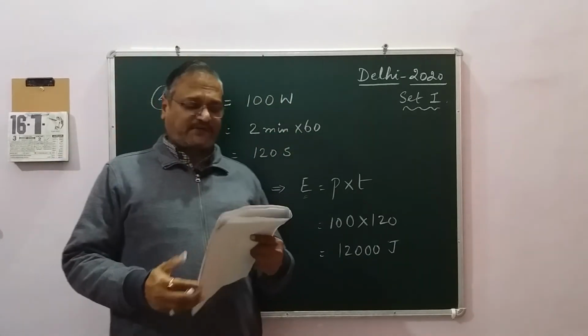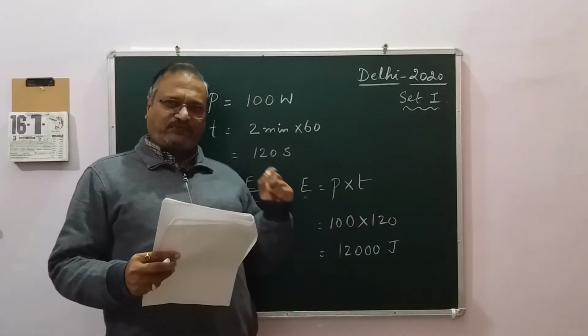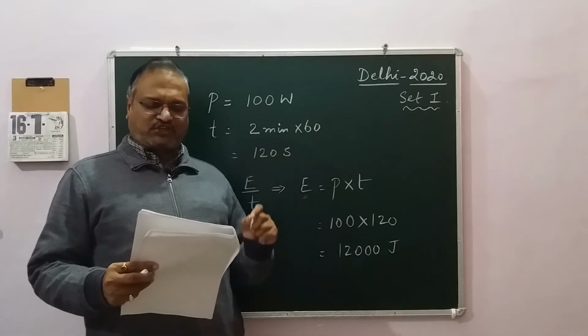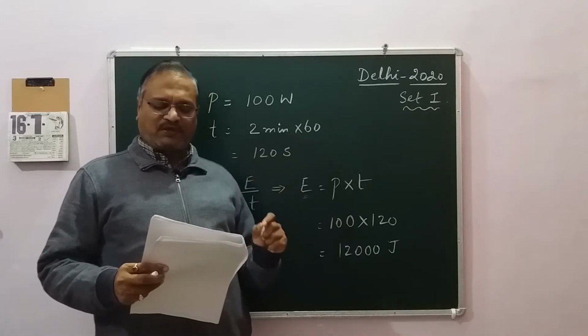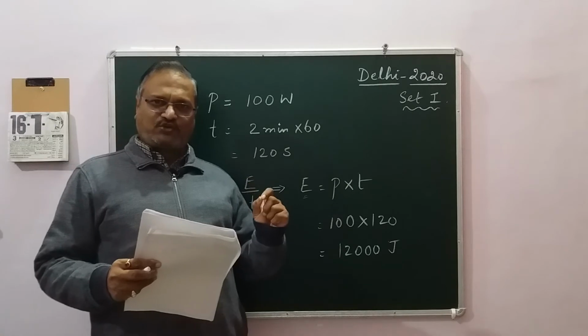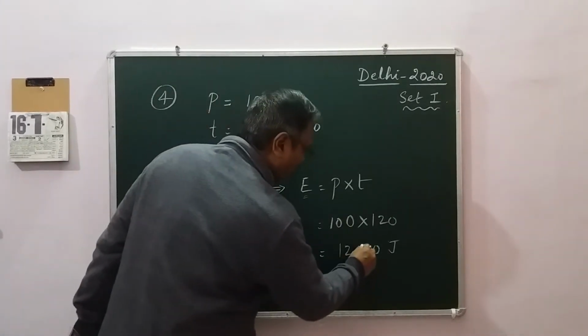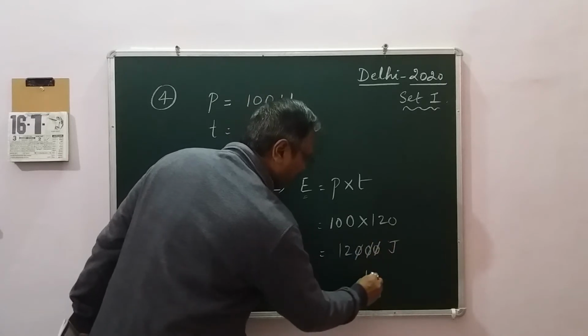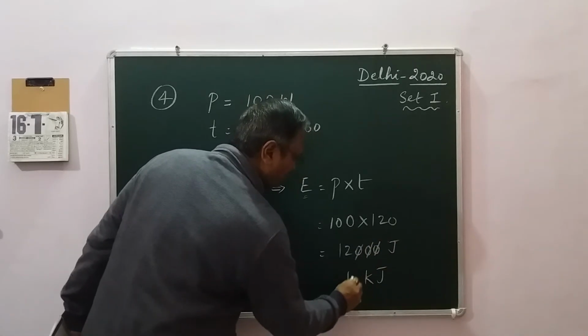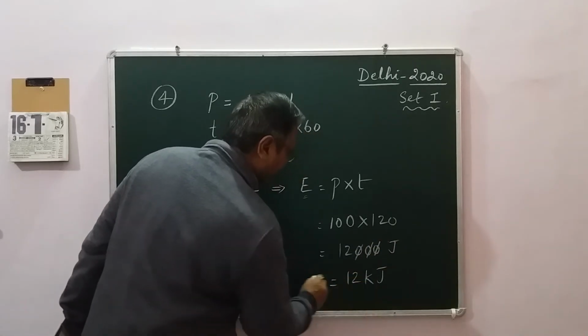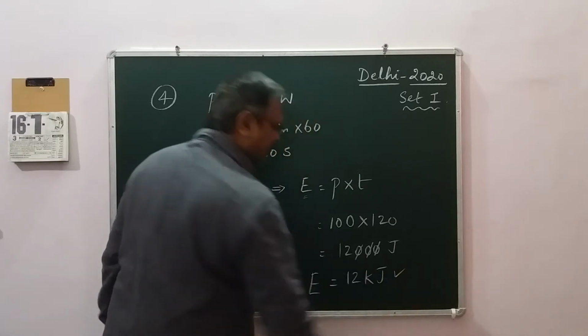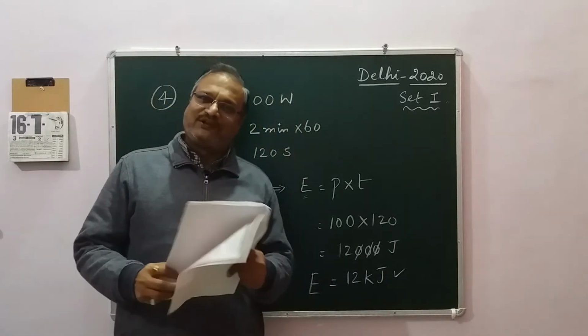And I will tell you the options: 10.5 kilojoule, 16.3 kilojoule, 12.0 kilojoule and 14.2 kilojoule. Kilojoule, 1, 2, 3 zeros. So 12 kilojoule. This is the correct answer, 12.0 kilojoule.